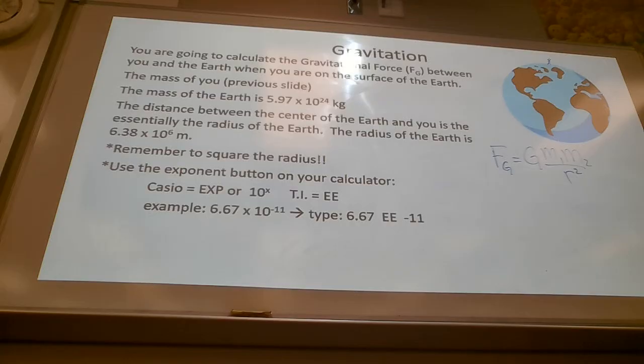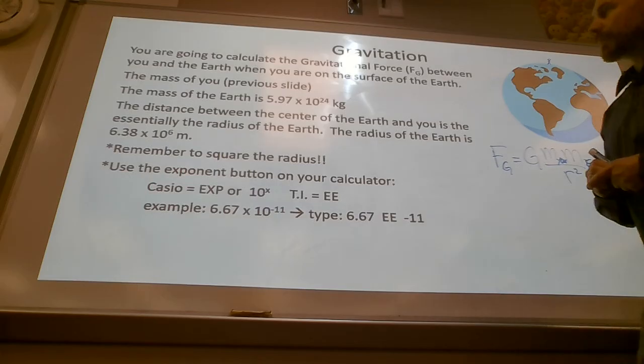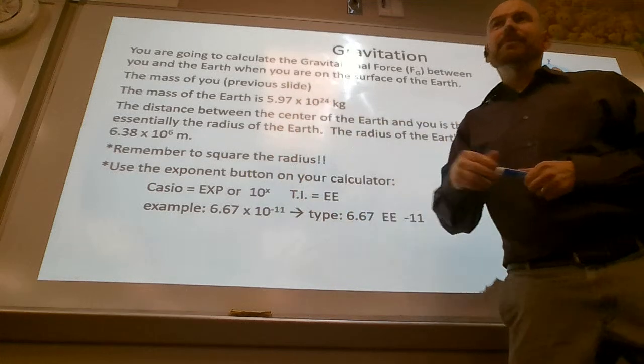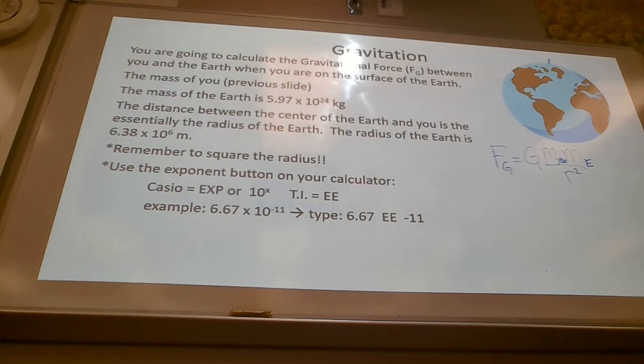It's a constant. M1 and M2, which one's which? It doesn't really matter. One's the U and one's the Earth. So you're going to take your kilograms that you just calculated, and then the Earth has a mass of 5.97 times 10 to the 24th kilograms.